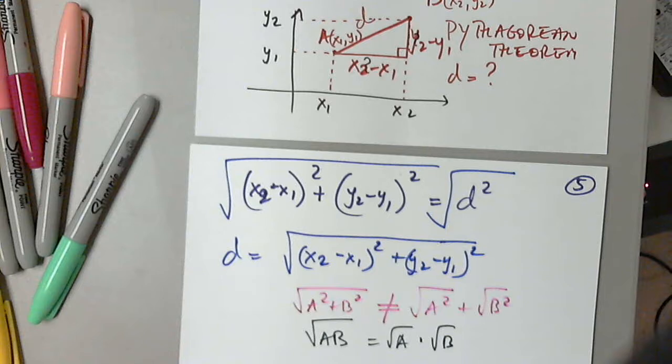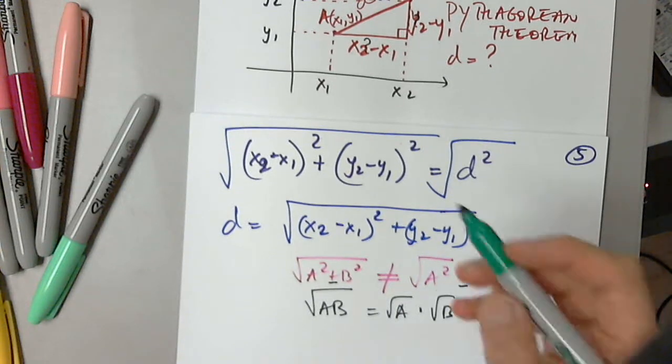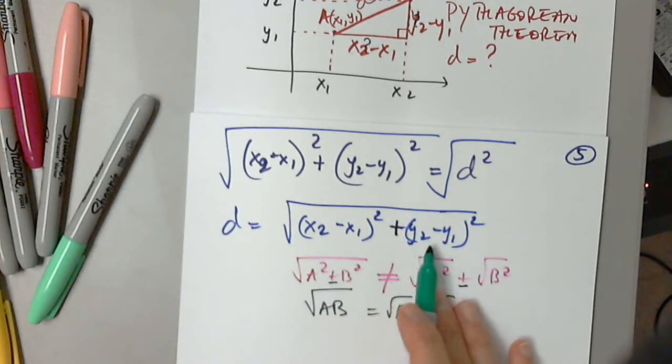This is correct if it's a product or a quotient or ratio. But if it's a sum or a difference, you cannot split the radical. And this is a sum of two quantities.